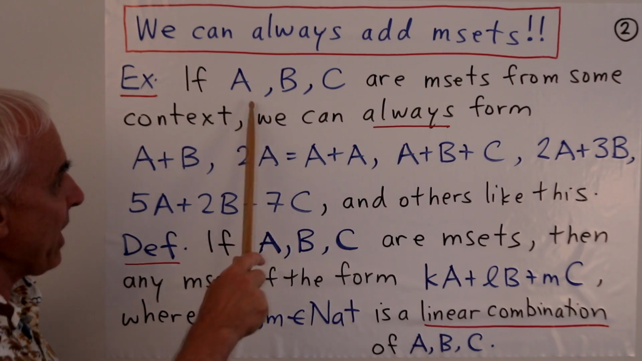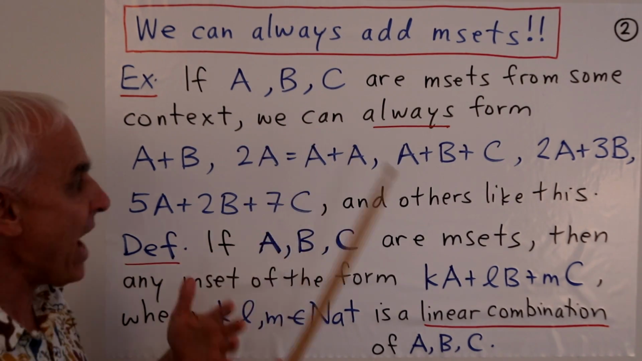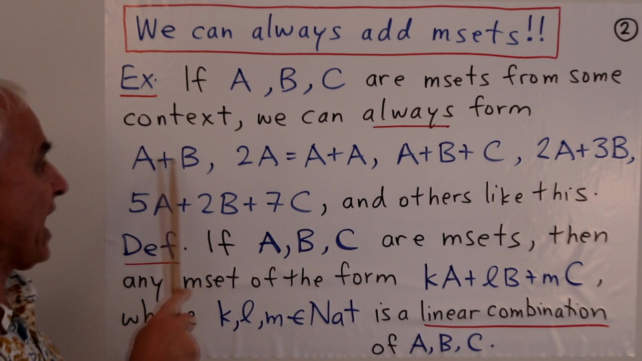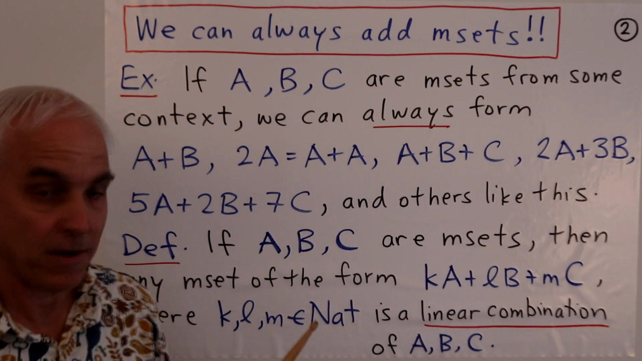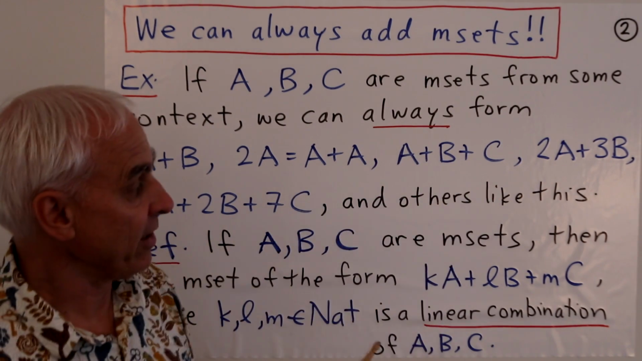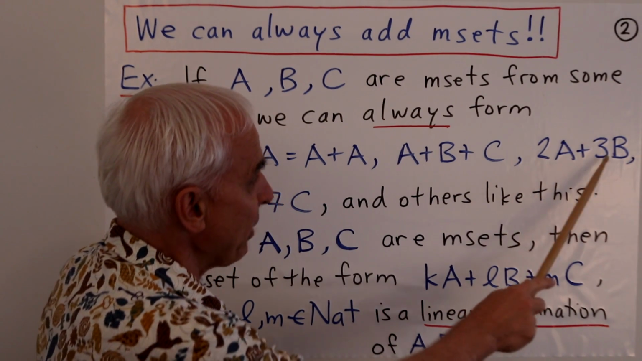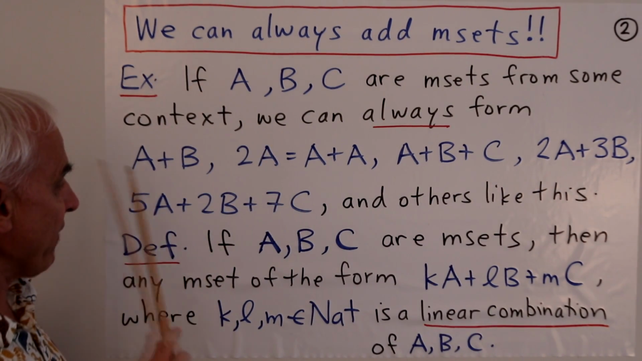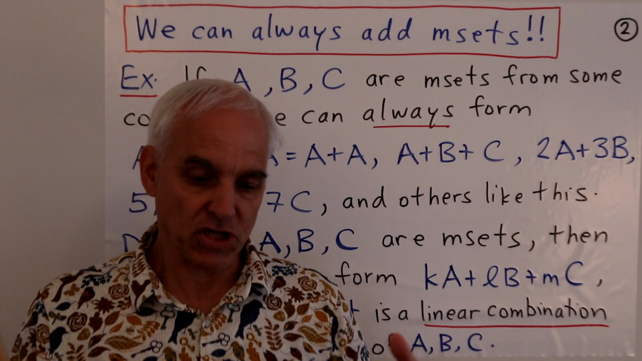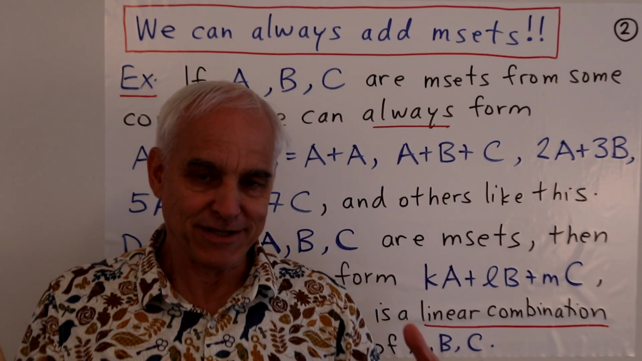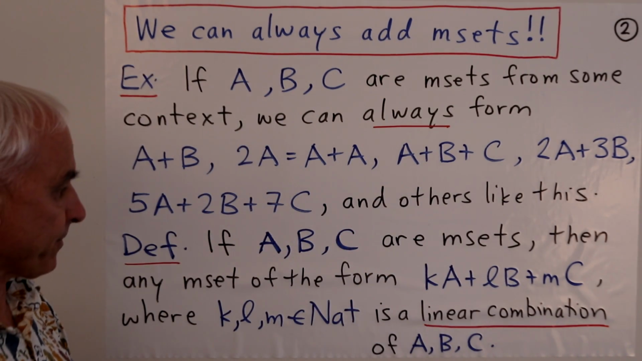Okay, so we have these msets A, B, and C. What can we do with them? Well, we can always add them together in various ways. We can take A plus B. We can take 2A, which is just the same as A plus A. We can take A plus B plus C. We can take a more sophisticated combination like 2A plus 3B, or maybe even 5A plus 2B plus 7C. All of these are just direct, obvious generalizations of dumping things out into a bigger box.